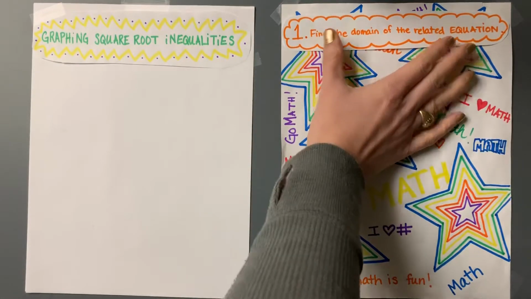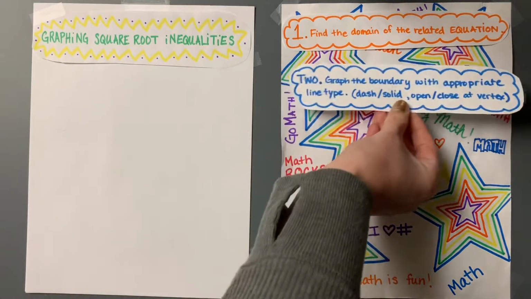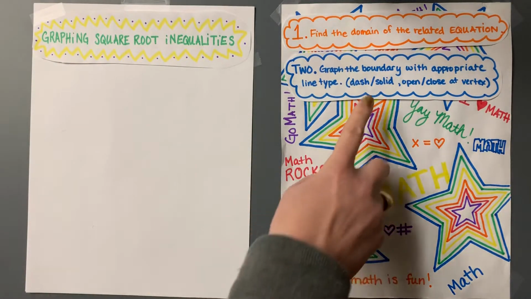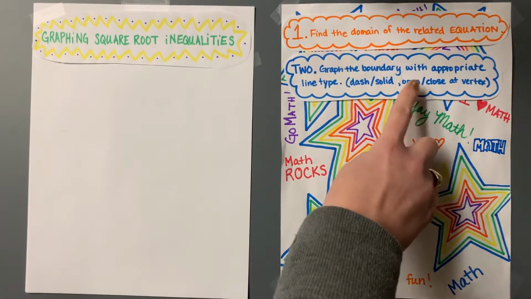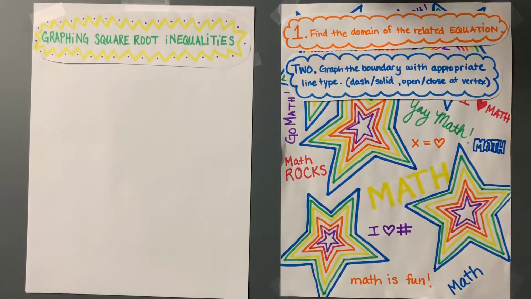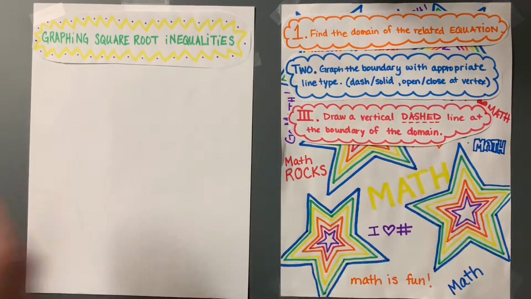So our first step is that we're going to find the domain of the related equation. So we're going to start by looking at our original equation and deciding what the domain of that is. Then we are going to graph the boundary with the appropriate line type: a dashed line with an open circle if we have a less than or a greater than, a solid line with a closed circle if we have a less than or equal to or a greater than or equal to. Then we're going to draw a vertical dashed line at the boundary of the domain.